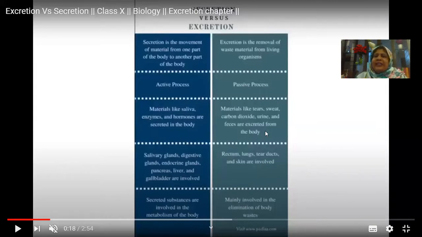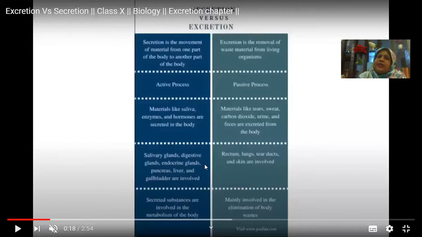So materials like tears, sweat also, carbon dioxide, urine, and feces are all excreted from the body. And salivary glands, digestive glands, endocrine glands, pancreas, liver, and gallbladder are also involved. Rectum, lungs, tear duct, and skin are involved. So here, all these are secreted from. Where are these secretions coming from?